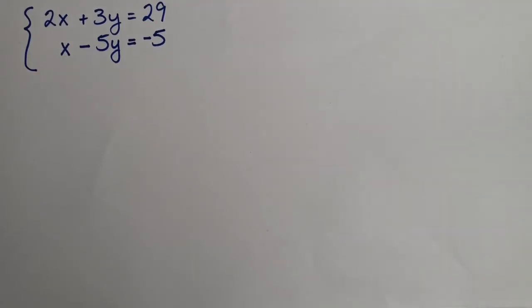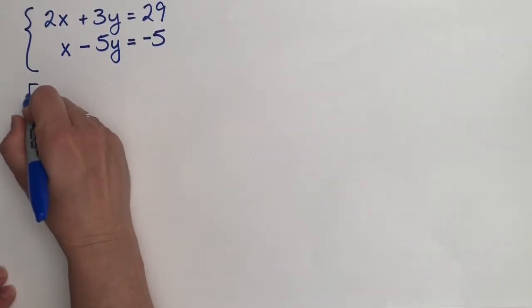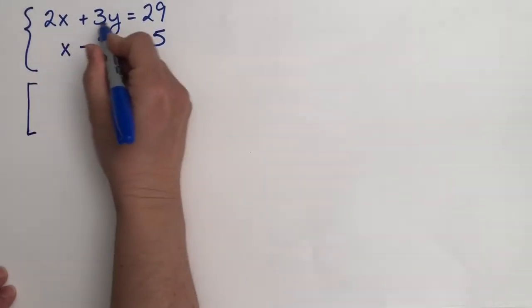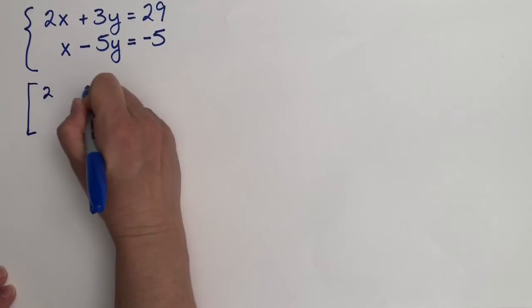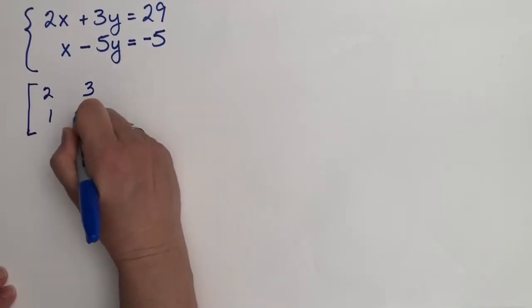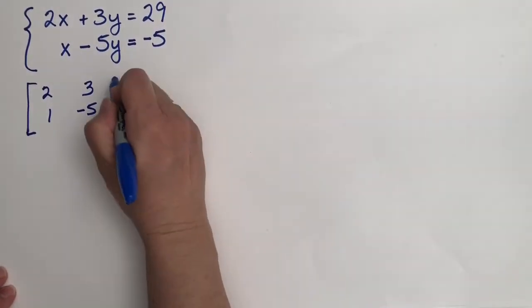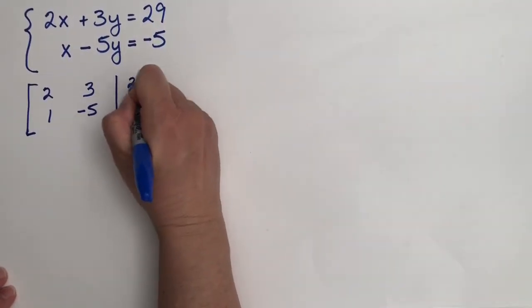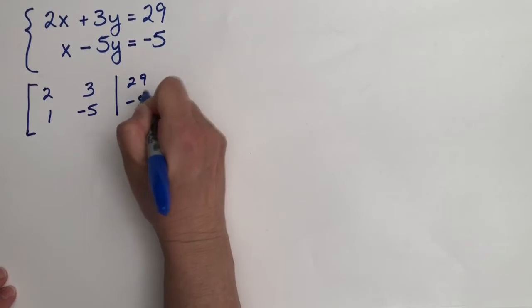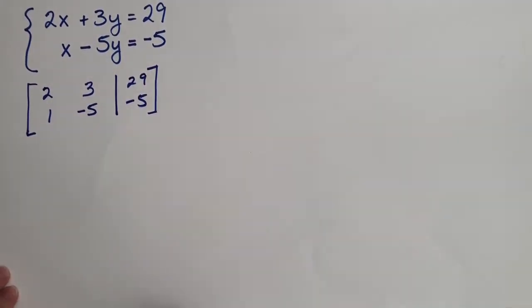Practice solving systems using Gaussian elimination. We'll start with this 2x2 system. Remember, the first step is to write the system as an augmented matrix. So that means we're going to take the coefficients of our variables, the 2 and the 3 and the 1 and the -5, and put them in a matrix, and the constants as well, 29, -5. So there's our first step.